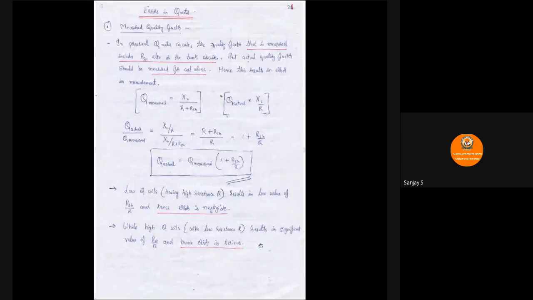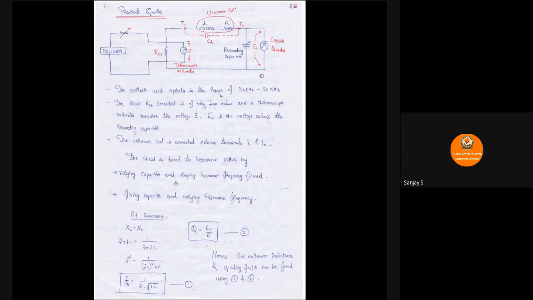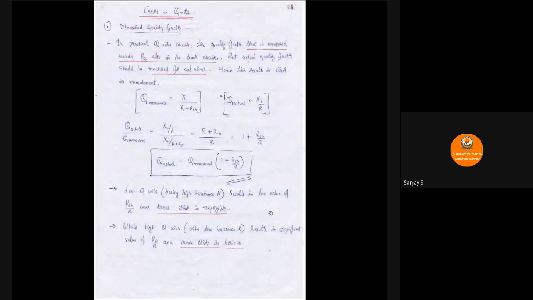So here, what basically happens is we try to measure EC. We have the value of E that is already measured. So if you take the ratio of EC by E, it will give us the quality factor of this unknown coil that is connected. This is the operation of practical Q meter. Next, we'll be studying errors in Q meter.